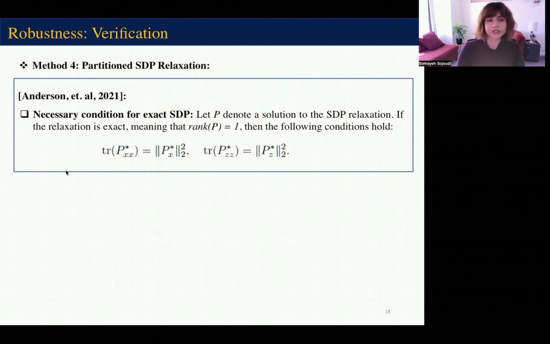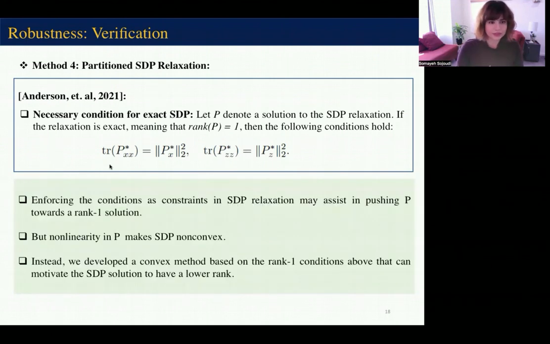Now let's talk about partitioned semi-definite programming relaxation. Let variable P be a solution to the semi-definite programming relaxation. If the relaxation is exact, meaning that the rank of the solution is 1, then these conditions hold. But note that these are just necessary conditions for exactness and not sufficient. Now, if we enforce these conditions in the optimization, that may help in pushing the variable P towards a rank 1 solution. But because of nonlinearity in variable P, semi-definite programming becomes non-convex. Instead, we developed a convex method based on these rank 1 conditions that can be used to motivate the SDP solutions to have a lower rank.